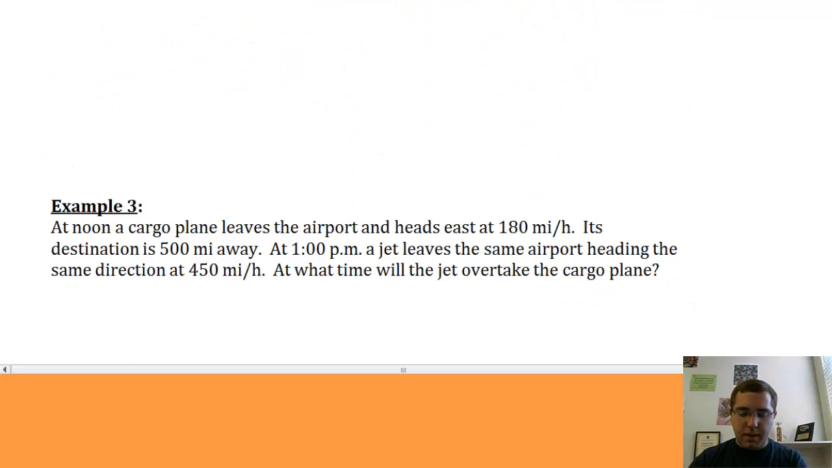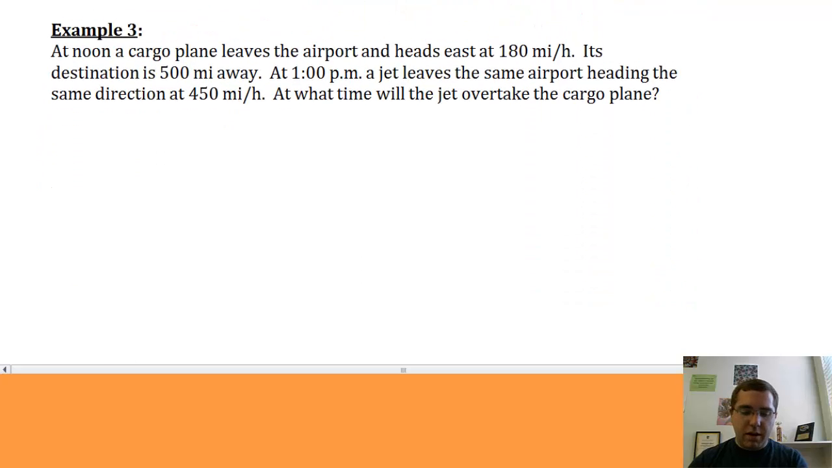Example number 3. At noon, a cargo plane leaves the airport and heads east at 180 miles per hour. Its destination is 500 miles away. At 1 p.m., so 1 hour later, a jet leaves the same airport, heading the same direction, but way faster, at 450 miles per hour. At what time will the jet overtake the cargo plane? It's flying much faster. It's going to catch up and get ahead. So at what time is that going to happen? Okay, so step 1, let's define our variables.